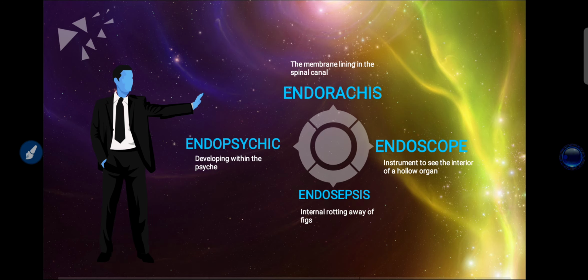Let's move on to the next one, the membrane. Endorhachis means the membrane lining in the spinal canal, the place where the spinal cord is placed. So the membrane lining in the spinal canal where the spinal cord is placed, that portion is known as endorhachis.